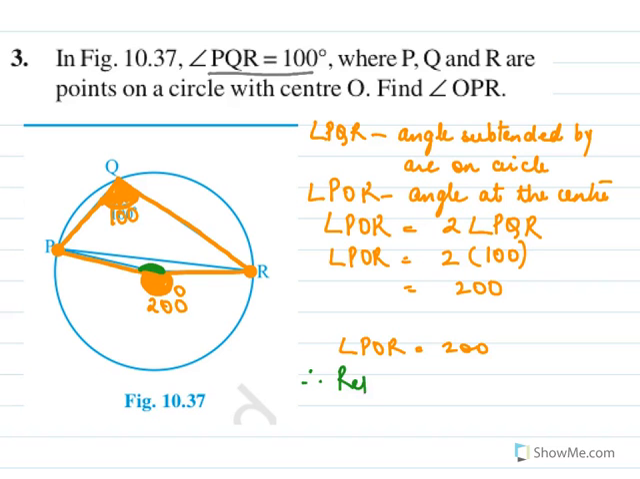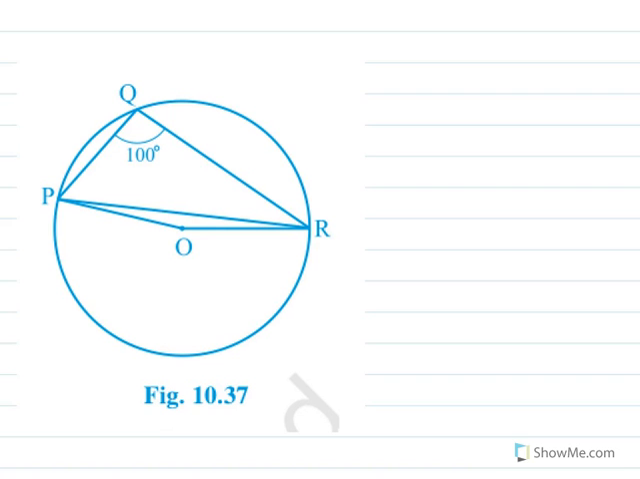Therefore, reflex angle POR will be 360 minus 200, and that is 160. So here we have angle 160. So now we said this angle was 160, so let's write it. Angle POR equal to 160.